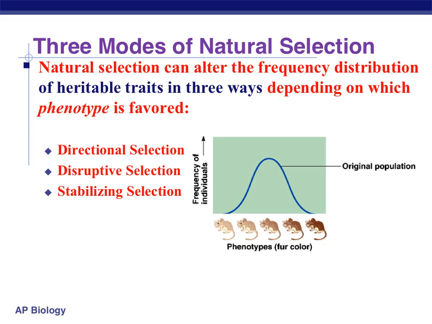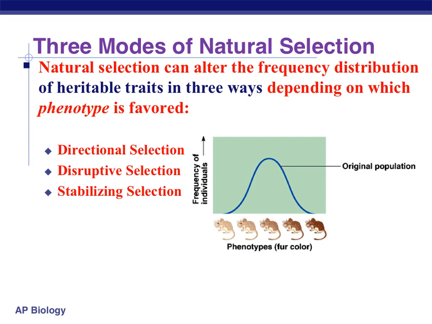Okay, so let's delve a little bit deeper into natural selection. There are what we call three modes, or three ways, that natural selection can alter the frequency of traits. And the way that it works depends on which phenotype is favored. In all of these next slides, you're going to be seeing this graph repeated constantly. This blue line is always going to represent the original population, and then you'll have different amounts and colors of mice down at the bottom, because the population we're talking about here are mice. There are three modes of natural selection. They're called directional, disruptive, and stabilizing selection. And we're going to go ahead and step through those now.